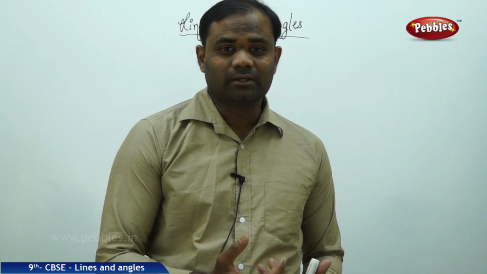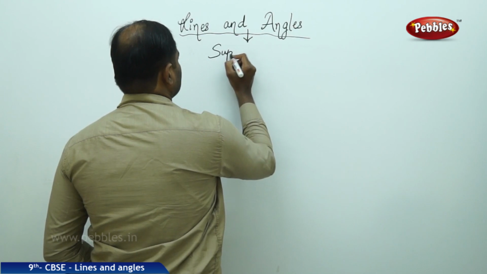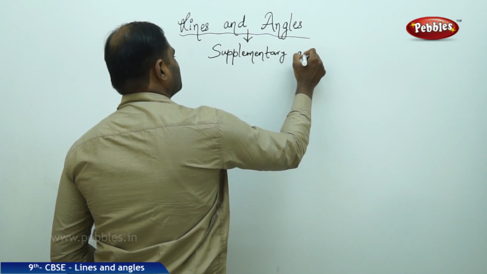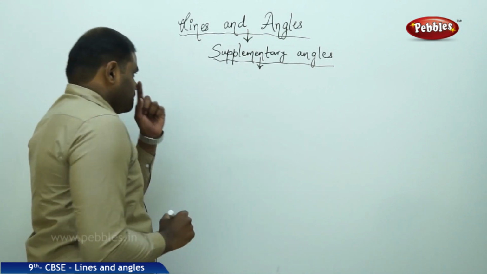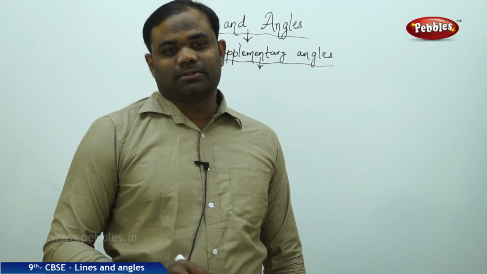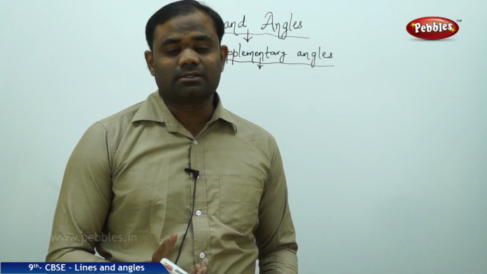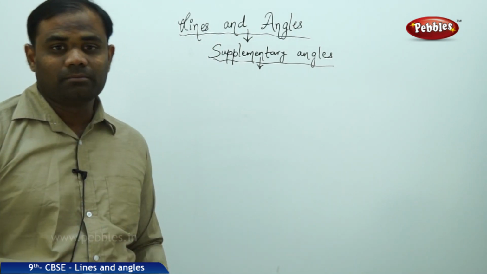Let's see what we mean by supplementary angles. As with the similar definition of complementary angles, now comes defining the supplementary angles. If the sum of two angles is 180 degrees, then we say the two angles are supplementary angles. So let's see the definition more briefly.